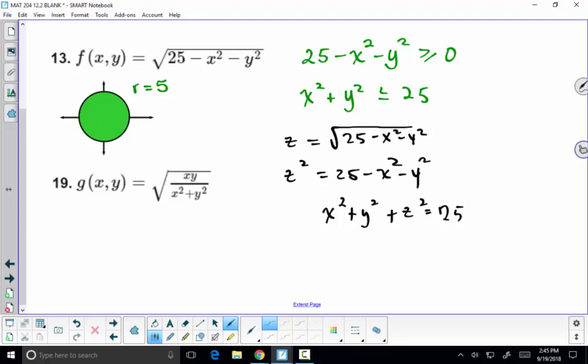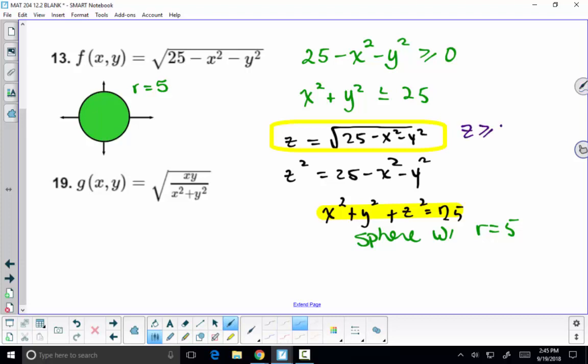But the condition here, so this gives us the so-called superset. So our graph is a subset of the graph of this relation. This relation is a sphere of radius 5 centered at the origin. But the restriction that we have based on this equation is that z is greater than or equal to 0. Right? A square root is always going to be greater than or equal to 0. So we're choosing the upper hemisphere. So this will be the upper hemisphere.